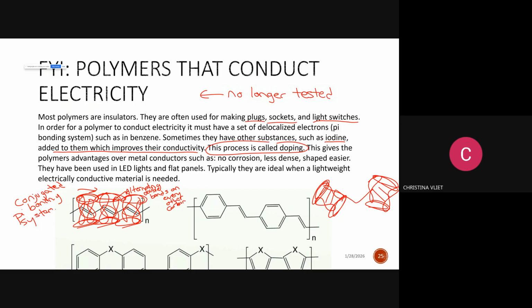For those of you working on MOFs, you may want to research doping, because it's that same idea that you can add in different atoms to enhance properties. And so, yeah, it's so dope.